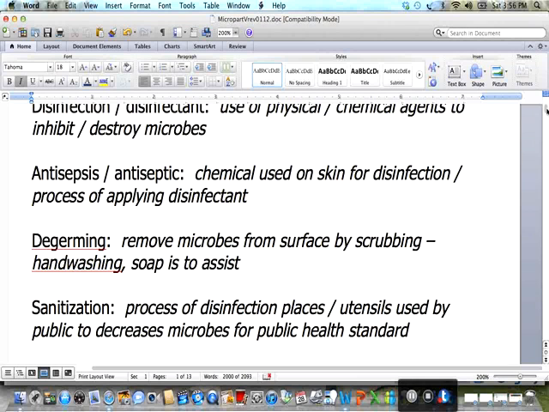Degerming is the removal of microbes from a surface by scrubbing, such as hand washing. Soap is used to assist in loosening the organisms. Sanitation is the process of disinfection of places or utensils used by the public, decreasing the microbes for a public health standard.